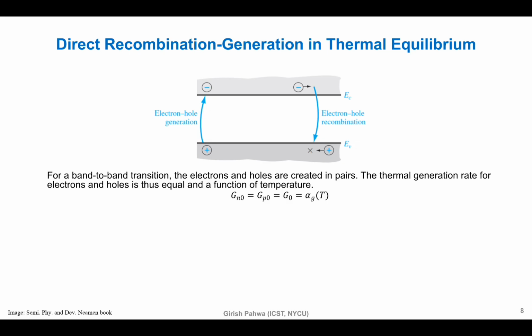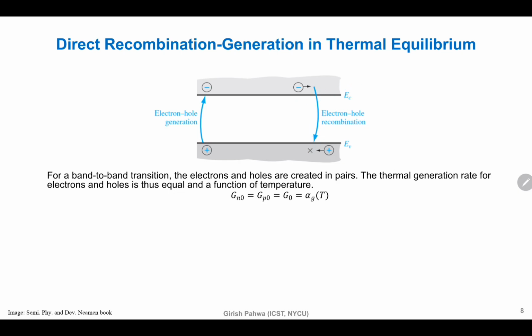Now what about the recombination? The recombination rates of electron and hole are equal, but what do they depend on? Recombination depends upon the availability of carriers and the availability of empty states. Say this electron wants to come here. The rate of recombination is going to be proportional to the number of available electrons here and the number of available states here.